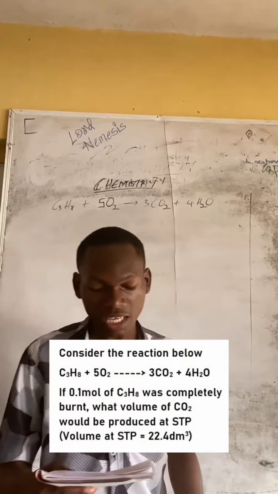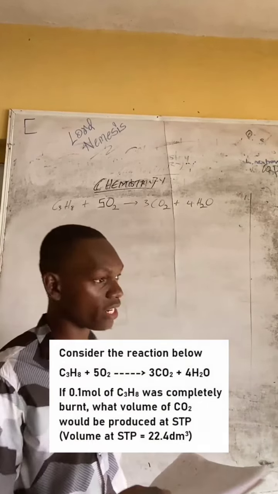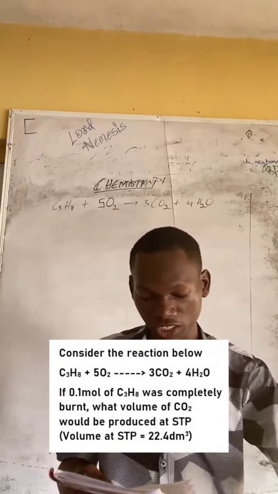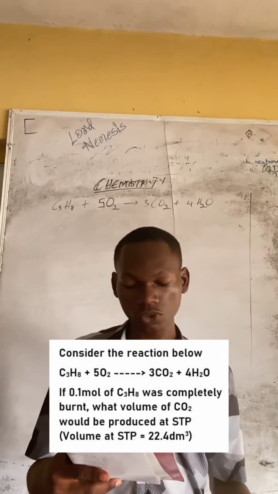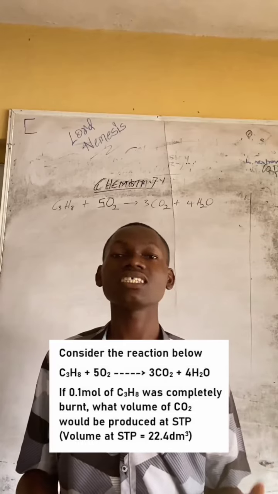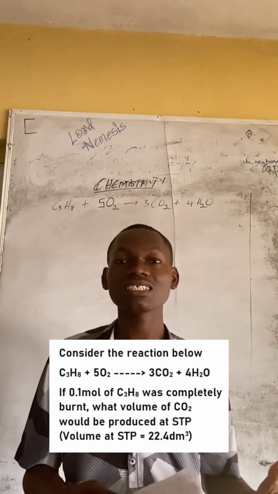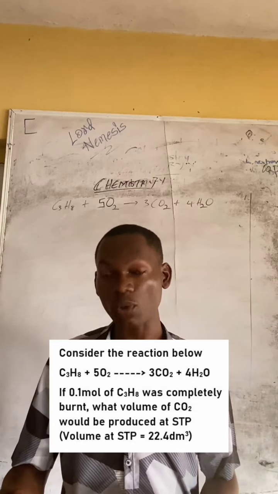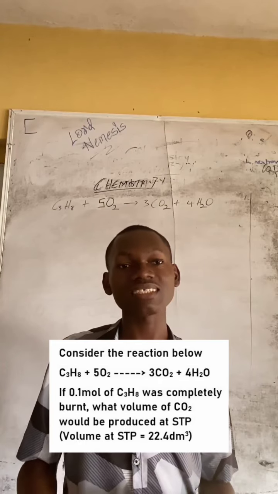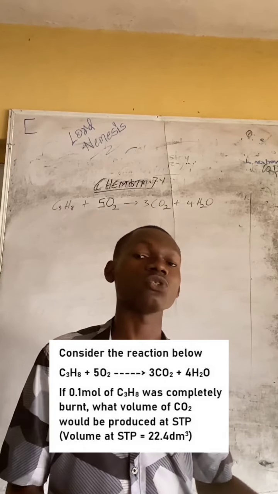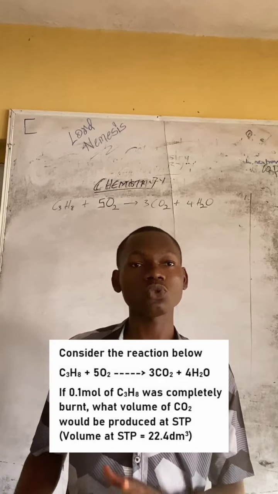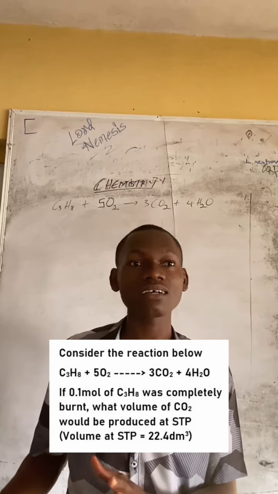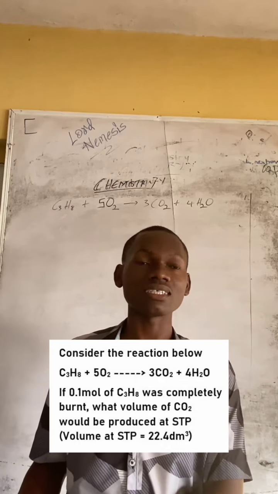We are asked if 0.1 mole of propane, which is C3H8, was completely burnt, what volume of CO2 will be produced at S.T.P? S.T.P simply means standard temperature and pressure. And we know that the volume at standard temperature and pressure is 22.4 dm cube. 1 mole of a gas is equal to 22.4 dm cube under standard temperature and pressure, right?